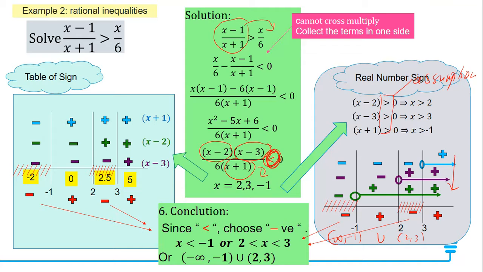So we start back from here. First thing, we still have our values negative 1, 2, and 3. Now, choose a number greater than 3, which is 5. In between 2 and 3 is 2.5. In between negative 1 and 2 is 0. Less than negative 1 is negative 2. Maybe you can say that I want to choose negative 200. Go ahead. And use this value 5.